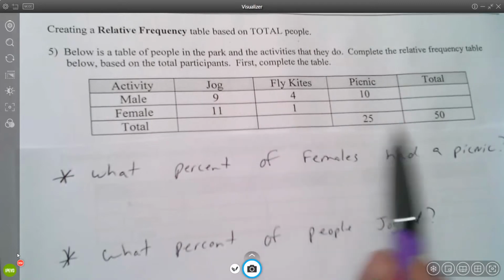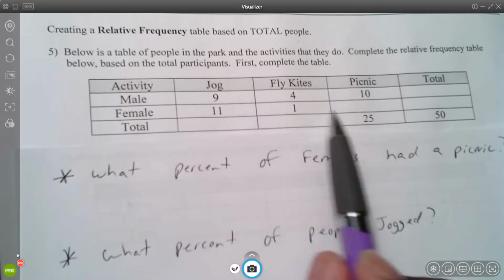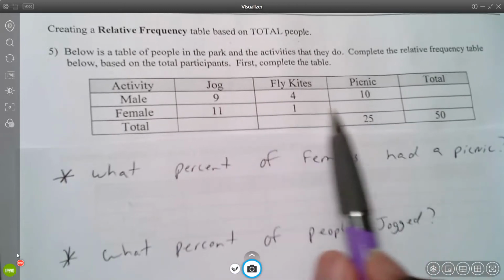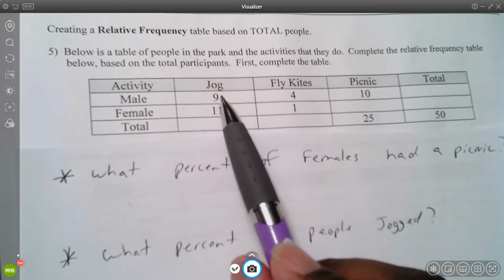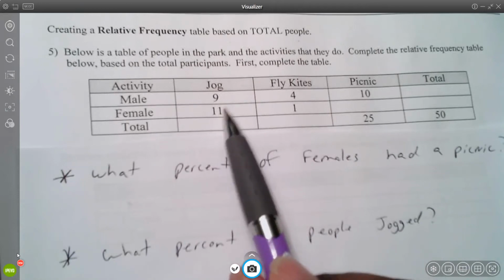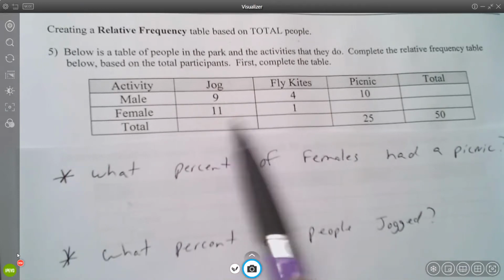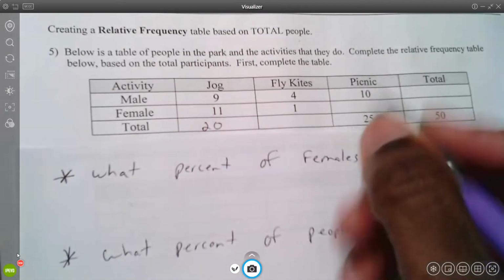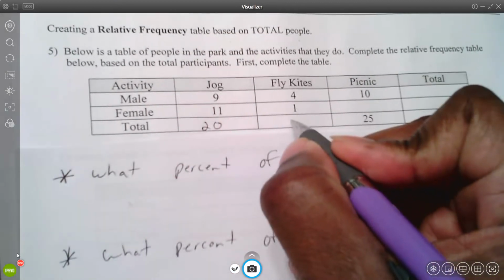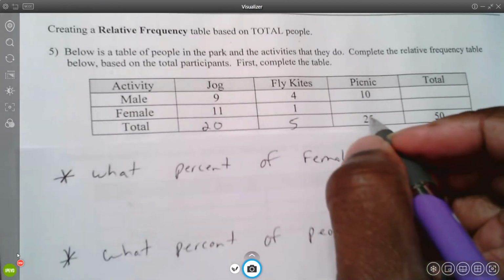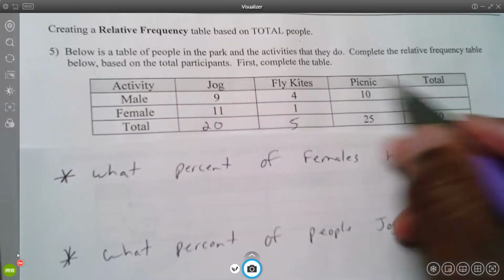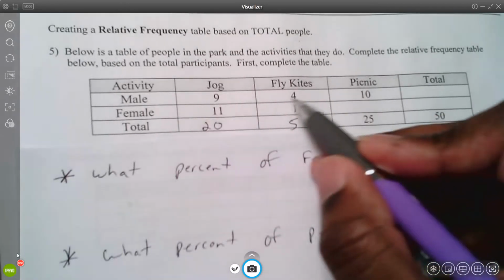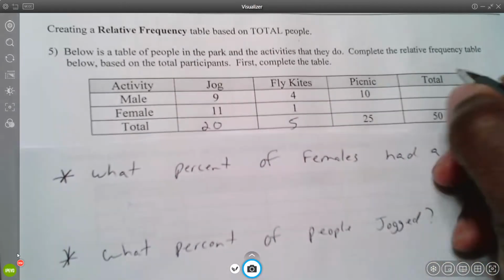So they gave you missing information about the table. So you fill out all the things you can. The ones with the most information, you can try to fill out those first. For example, we've got two of the joggers, male and female, and we only have one blank left. So if you add that up, my total joggers should be 20. You add up the kites, people flew kites for 5. If you get the total number of males, that'd be 9 plus 4 plus 10. So that would be 23.